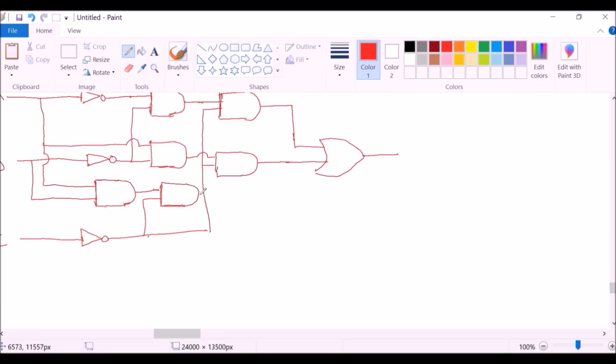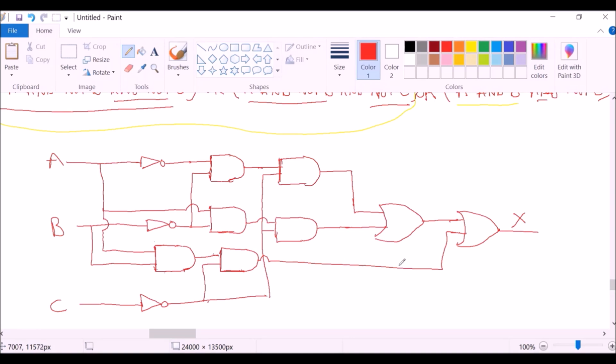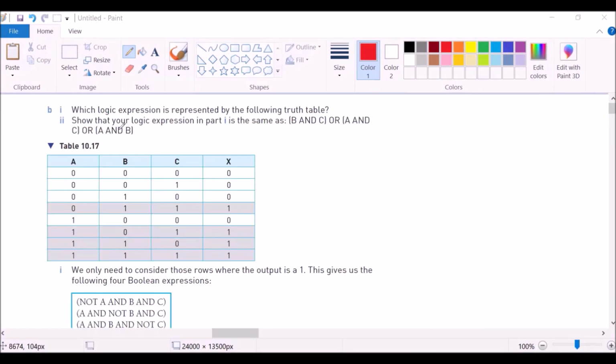So we take this, connect it through an OR gate. Then we have our final output X. So this is our final circuit. Now let's look at this question. Which logic expression is represented by the following truth table?